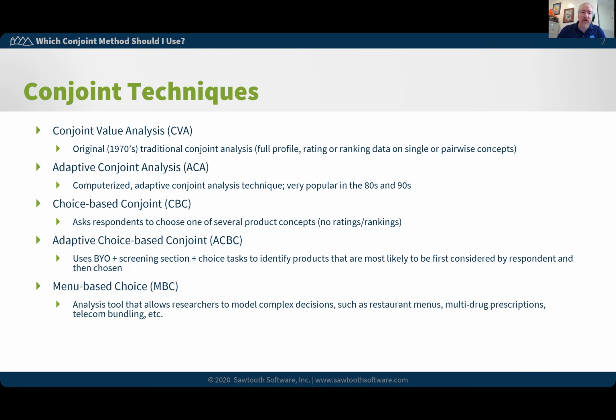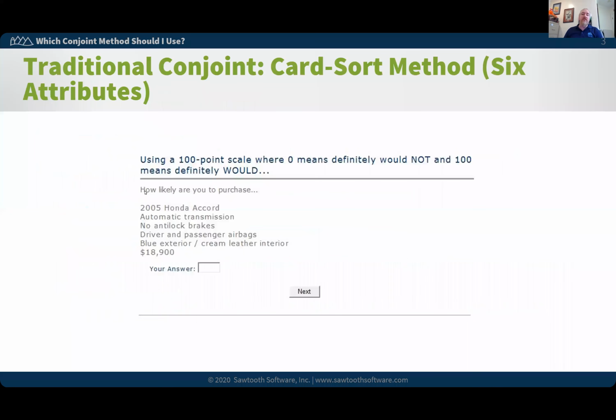So, conjoint value analysis is traditional conjoint. This is the conjoint analysis that's been around since the 70s and 80s. A lot of times when people talk about conjoint, this is what they're talking about. So you have to be a little bit careful, because sometimes when people say conjoint, they mean the broad scope of all trade-off type techniques to get at how people value different bundles of features. Sometimes they're talking about this particular method.